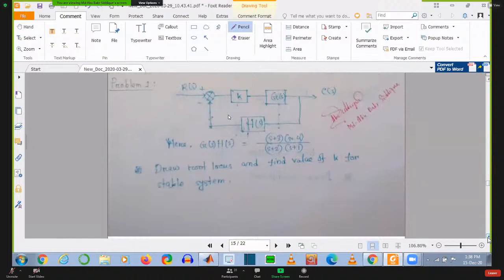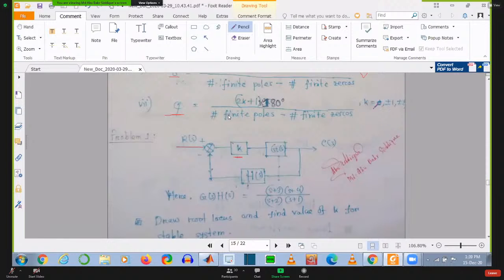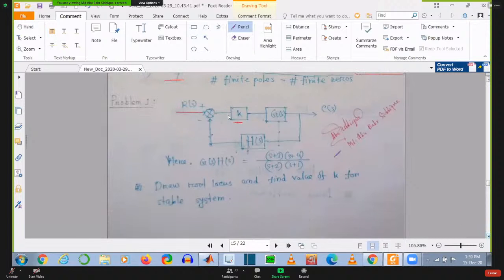So now problem number one. You can see we have a diagram here. In this diagram, we have input, which is R(s), and we have a K here. K is nothing but the value K equals 0, plus minus 1, plus minus 2, and so on, plus minus 3. These are the K values. And we have G(s), that is the plant transfer function, and H(s) is the feedback. You know that. And C(s) is our output.